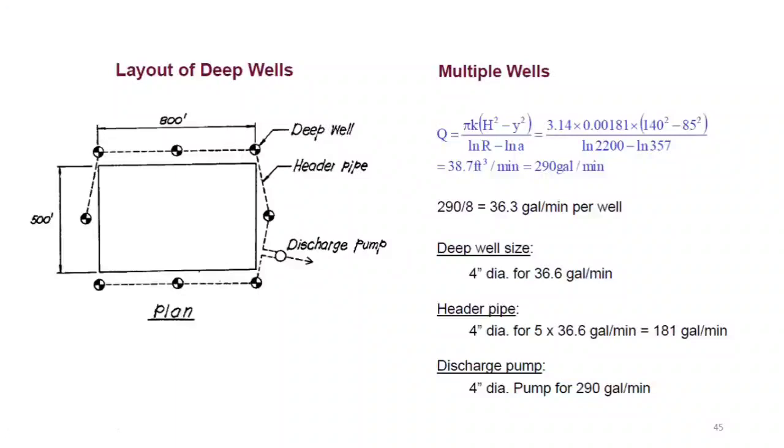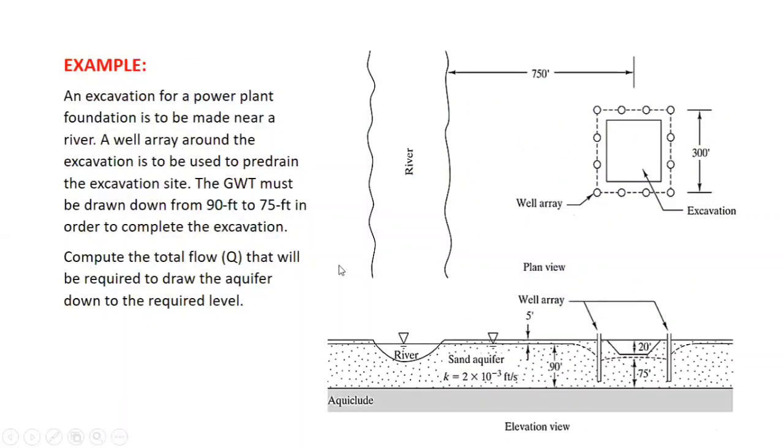And the capacity of the discharge pump required should be, of course, because you are getting 181 from this side plus 36.6 into 3. So you have 3 wells on this side as well. So 181 plus 36.6 into 3 will give you the overall capacity which you require for the discharge pump. So this is how you design a system.